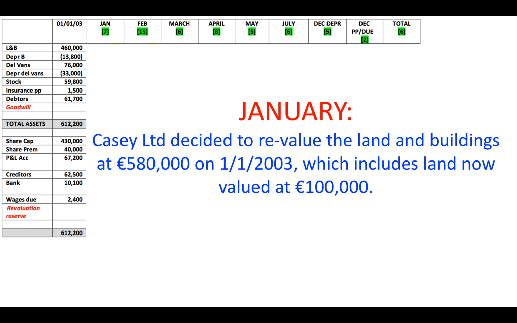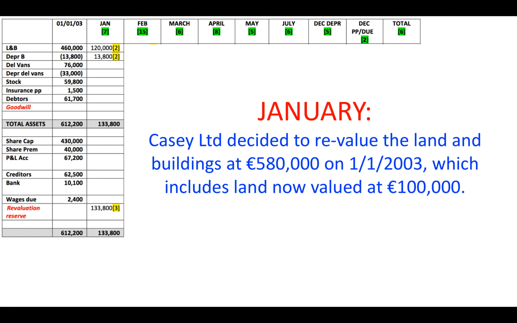Okay, so let's look at January first of all. Casey Limited decided to revalue the land and buildings at €580,000 on the 1st of the 1st, 2003, which includes land now valued at €100,000. So what we have here is land and buildings 460,000. They are to be revalued to 580,000. So we need to add €120,000 onto there. Then what we need to do is cancel out the depreciation that had already been charged there.